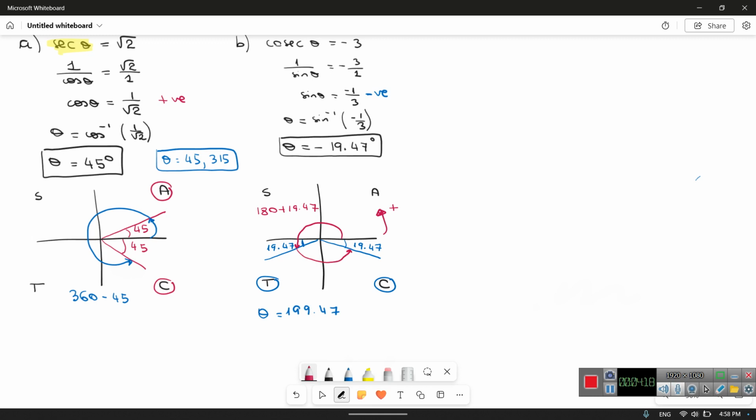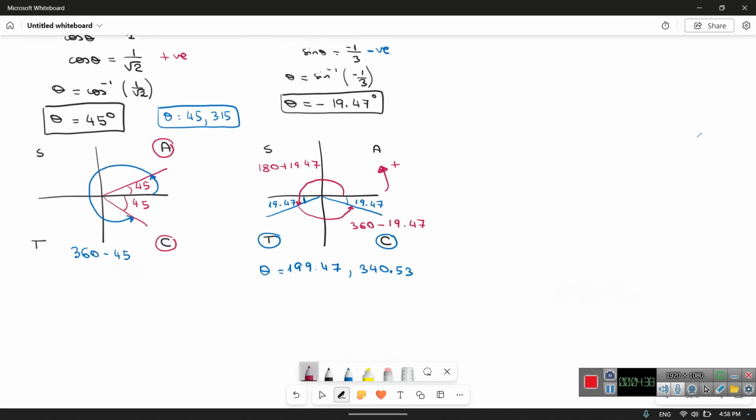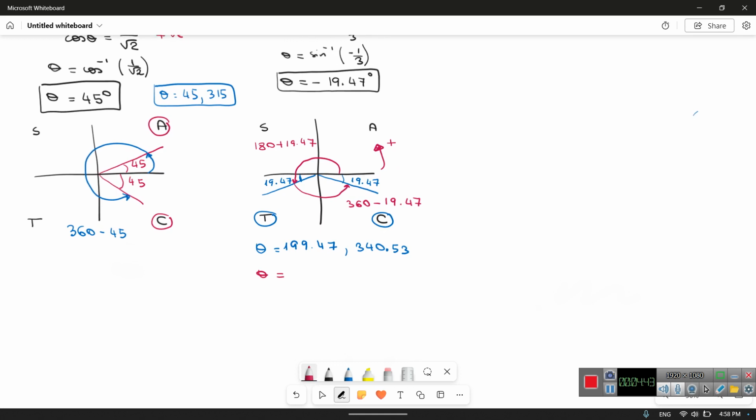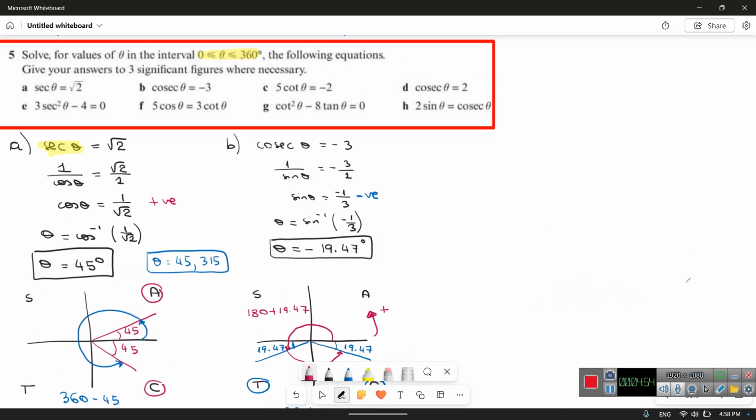And we want to work out the next value. The next value has got to be 360 minus 19.47. So 360 minus 19.47 is going to give us 340.53. The question doesn't tell us, but we want the answers to 3 significant figures. So our answers are 199 and 341, to 3 significant figures.